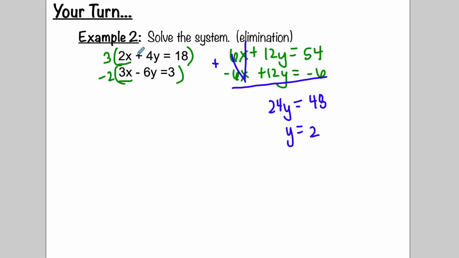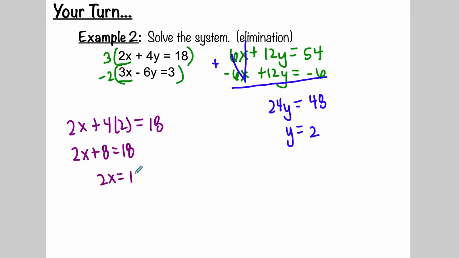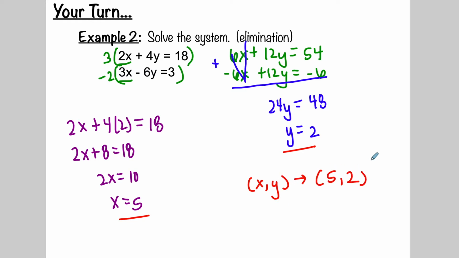Now I'm going to take y, plug it into one of my originals, and solve for x. Let's go with the top equation. You could pick either one. So I got 2x plus 4 times 2 equals 18. So I got 2x plus 8 equals 18. Subtract 8 from both sides. I get 10, and when I divide by 2, I get x is equal to 5. And then I always write my answer as an ordered pair, so it is x comma y, which would be 5 comma 2. So if you got that all on your own, nice job. All right.